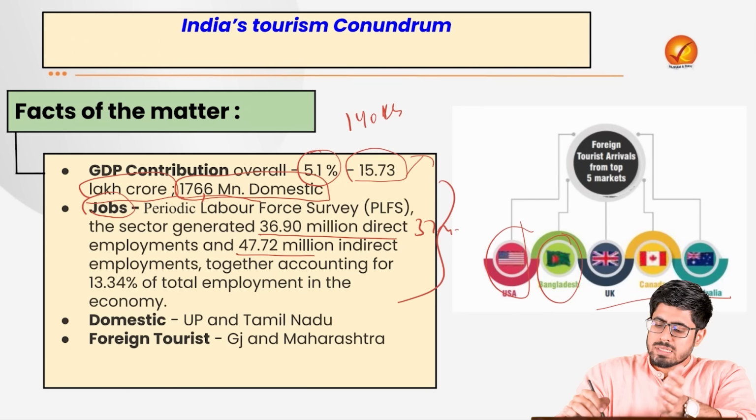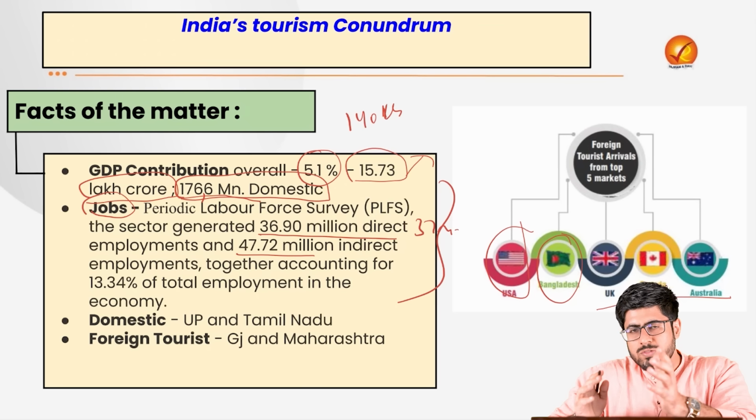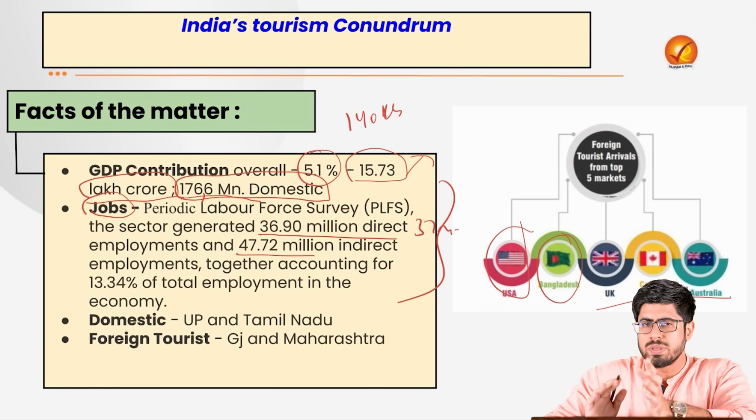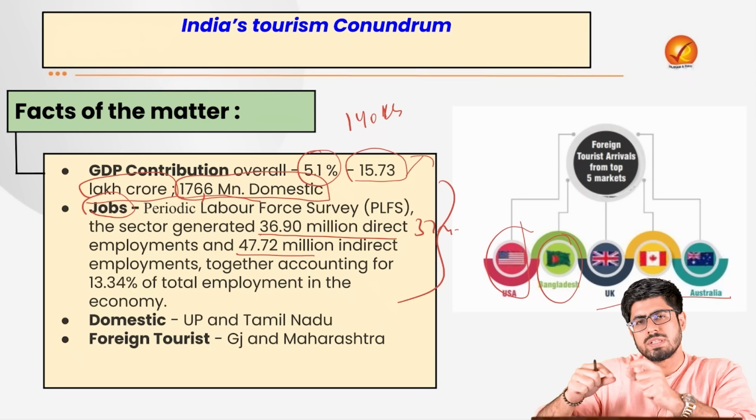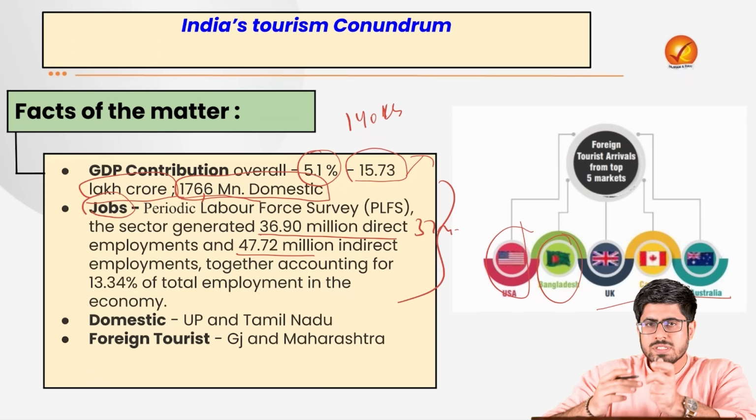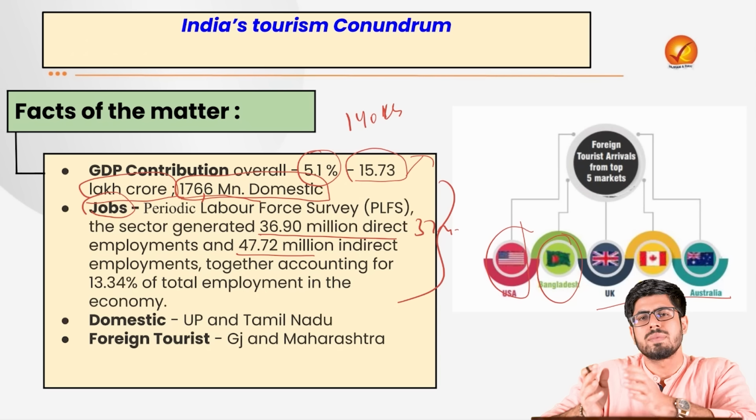If we talk about the states which are preferred by these tourists, for the domestic tourist, Uttar Pradesh and Tamil Nadu are basically the two states that are first in the ranking of the states. For the foreign visitor, they prioritize Gujarat and Maharashtra more.